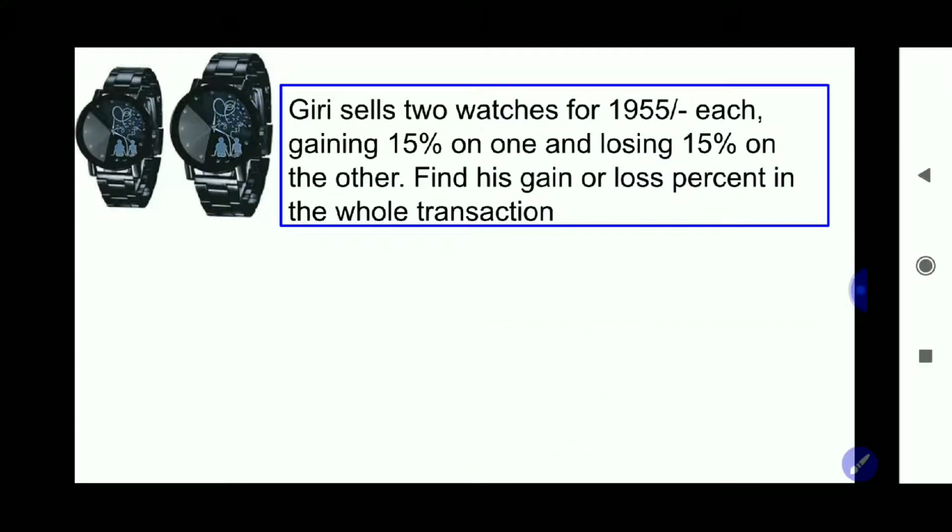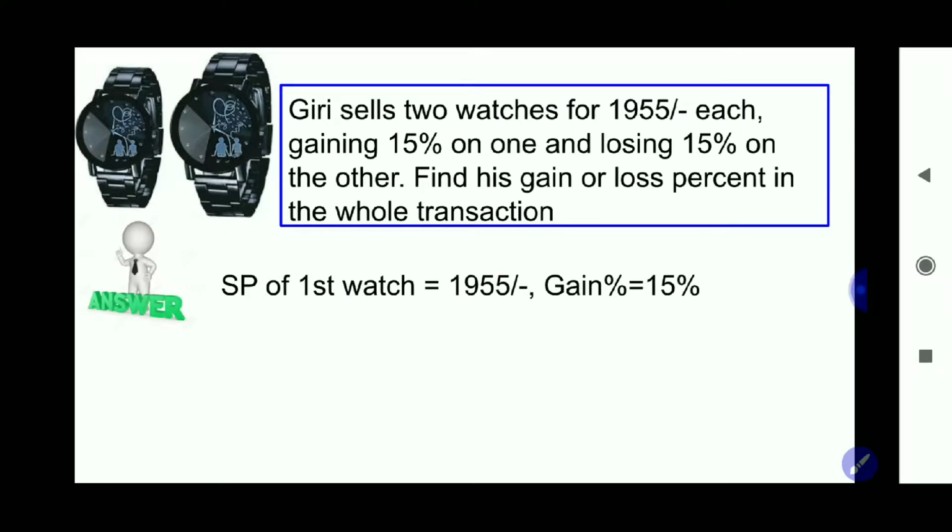Now let us solve one more question. Giri sells 2 watches for 1955 rupees each, gaining 15% on one and losing 15% on the other. Find his gain or loss percent in the whole transaction. Dear students, 15% gain and 15% loss. So generally we think neither gain nor loss in whole percentage, but examine carefully the solution.